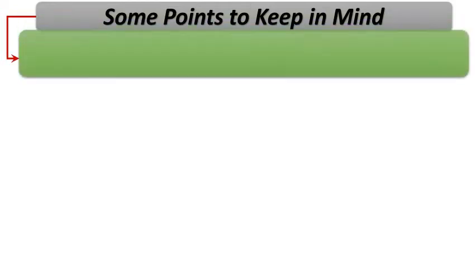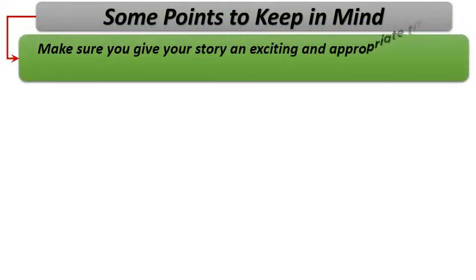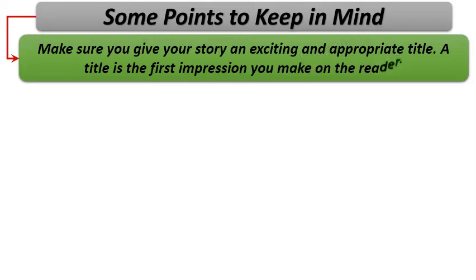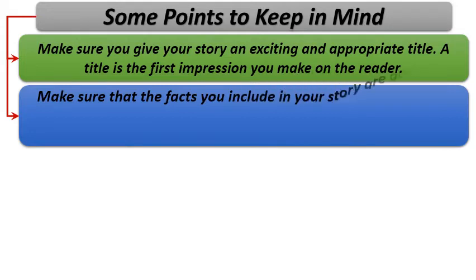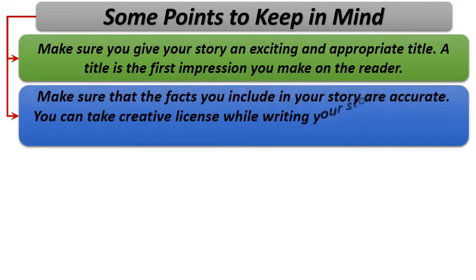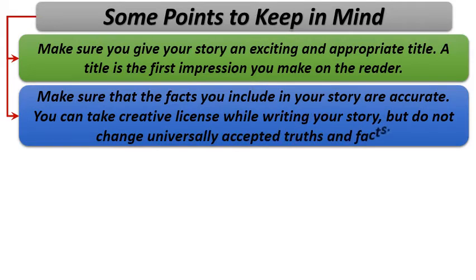Let us know some points to keep in mind while writing a story. Number 1. Make sure you give your story an exciting and appropriate title. A title is the first impression you make on the reader. Number 2. Make sure that the facts you include in your story are accurate. You can take creative license while writing your story, but do not change universally accepted truths and facts.